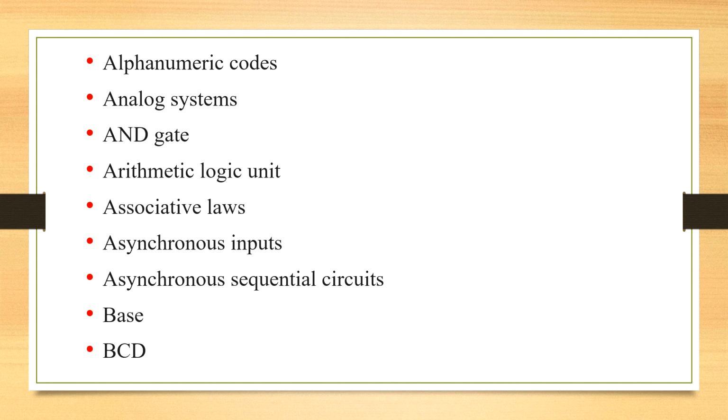Next one, base. It is the number of characters in the character set of a position number system. It is also known as radix. Decimal numbers have a base of 10, whereas binary numbers have a base of 2. Next one, BCD. It is an abbreviation for binary coded decimal. BCD is a numeric code in which each digit of a decimal number is represented by a separate group of bits.